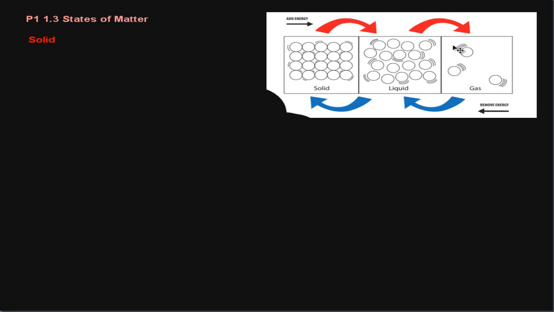So the process when something changes state is a physical change, not a chemical change or chemical reaction. So that's basically all there is to it. We've already said that solids vibrate with little energy and have a fixed structure. Liquids, because they have more energy, don't have a fixed structure, they can flow. Whereas gases have tons of energy, they can fly off everywhere.